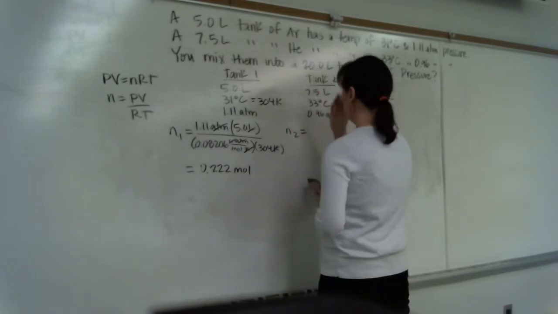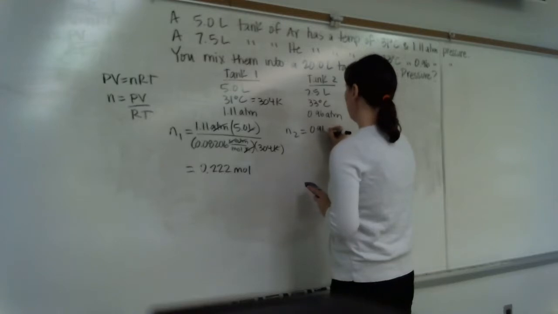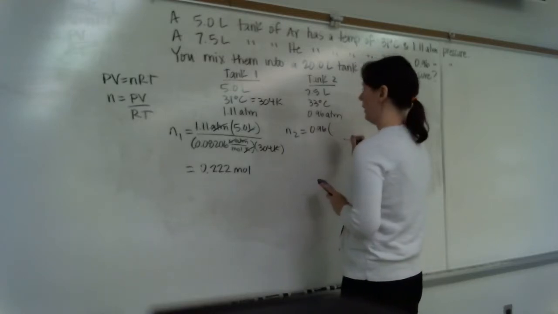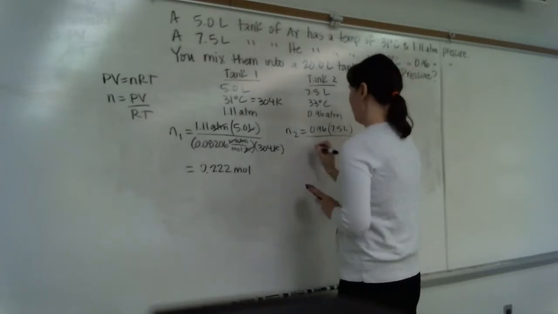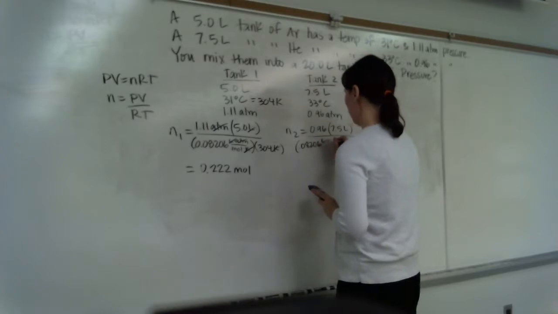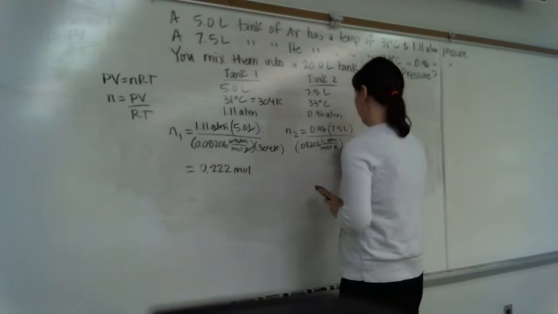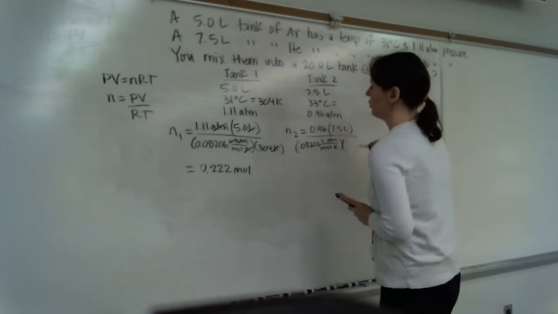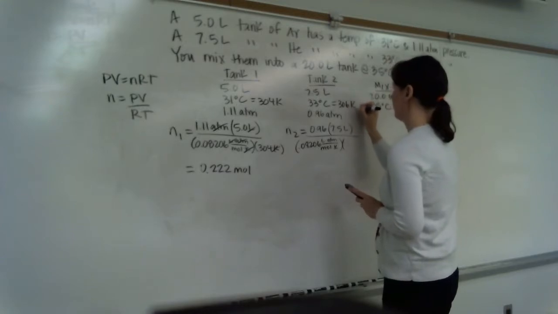And then here, n2 is pressure, 0.96 times my volume, which is 7.5 liters, over 0.08206 liter atmospheres per mole Kelvin. And then what's this temperature in Kelvin? 306 Kelvin. 306. Okay.